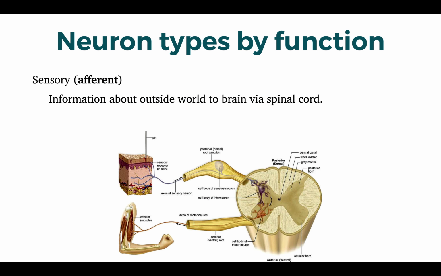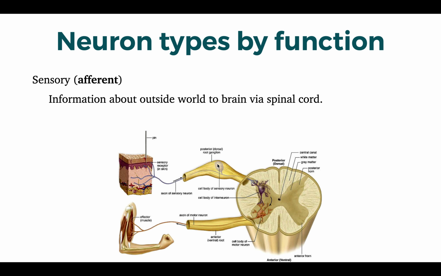So neurons can also be classified by function. The first function they can take is sensory. Sensory, another word for which is afferent. Afferent nerves carry information from the outside world to the brain via the spinal cord. So here is a layer of skin. You've got a pin, right? You're being pricked by a pin. A sensory receptor is bringing in this information.